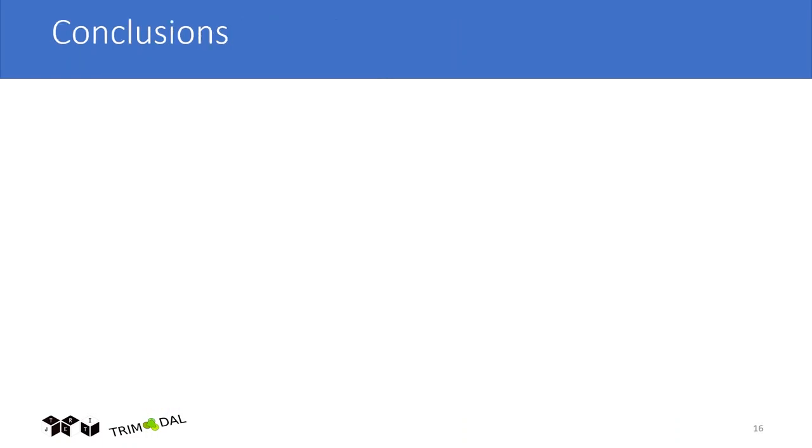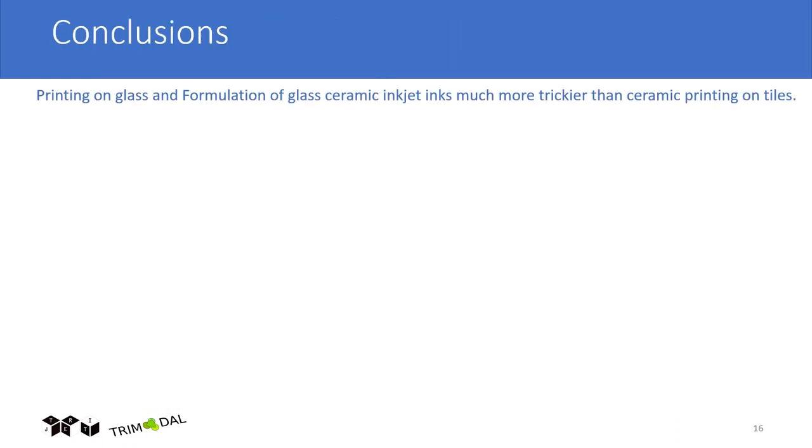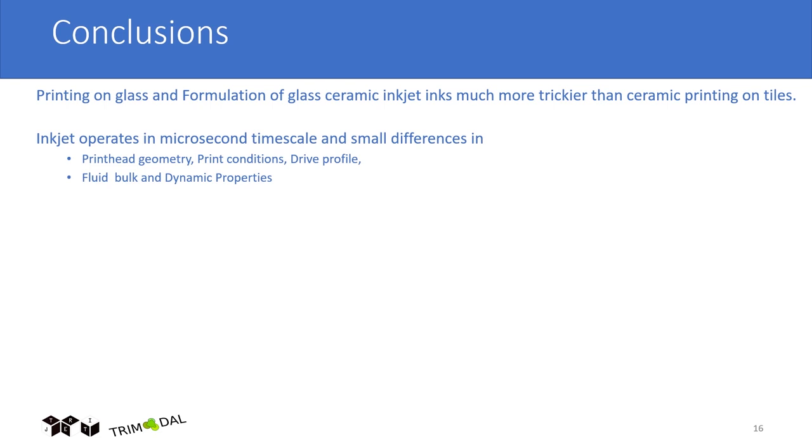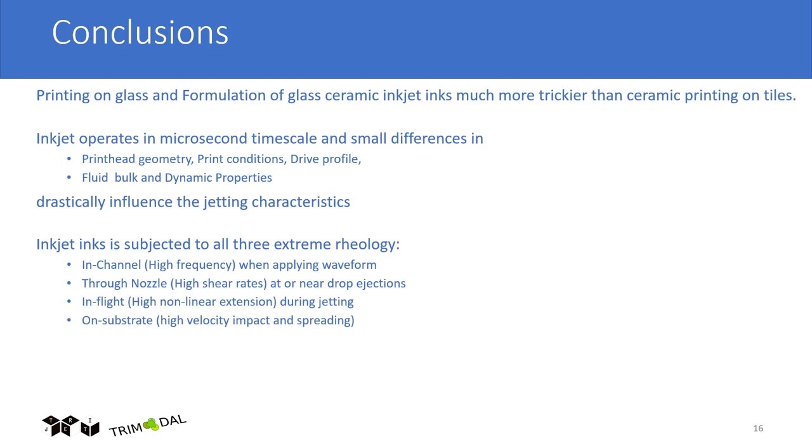So in conclusion, I think printing on glass or a hard substrate is also much trickier because the substrate interaction becomes more significant. And the key message I want you to take is this: ink operates in microsecond time scales. So a small difference, even in the print geometry and all that, makes a big difference in the jetting behavior, right? So from the rheology, you have all sets of rheology you have to look into.